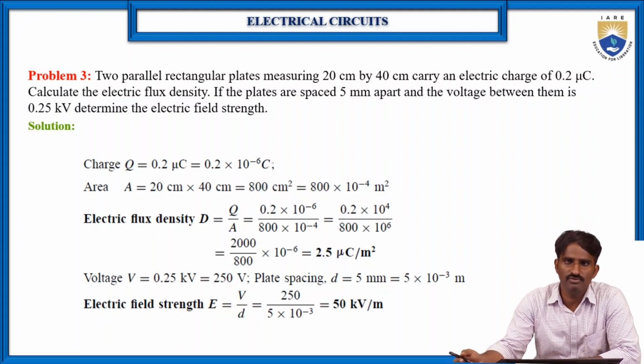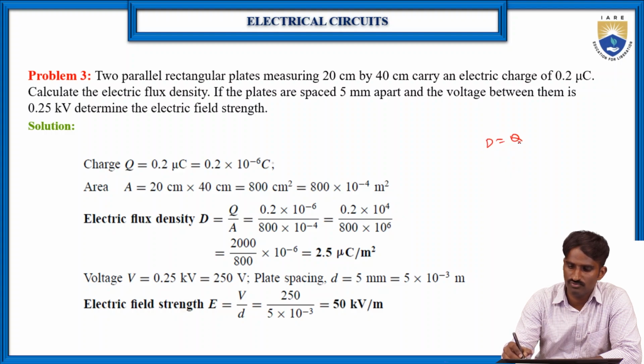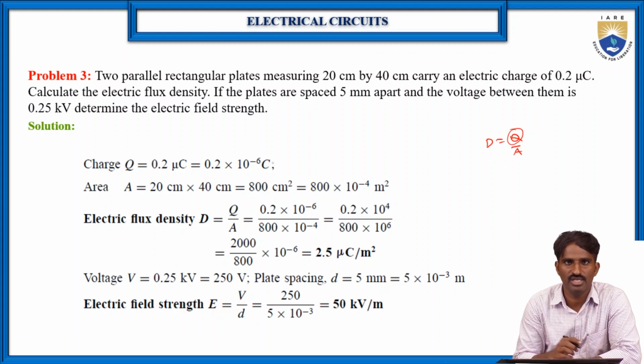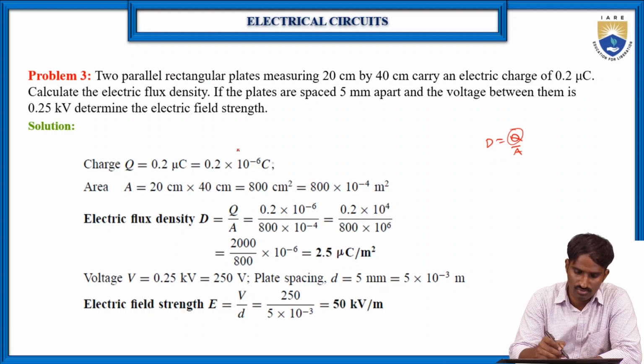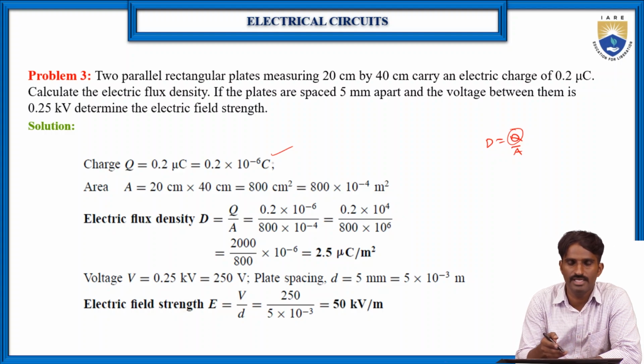So first of all, we need to find the electric flux density. As we know, the electric flux density D is equal to Q by A. Just now we have discussed. Here Q is the charge and A is the area of that particular plate. Here they have given the data Q is equal to 0.2 microcoulombs, which means 0.2 into 10 to the power of minus 6 coulombs. And the area here is 20 cross 40, which means L into B. So 20 into 40, you will get 800 into 10 to the power of minus 4 meter square, right? Because they have given it in centimeters, we have converted this into meters.